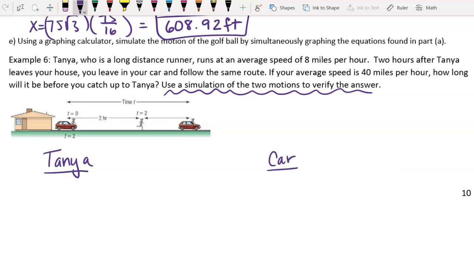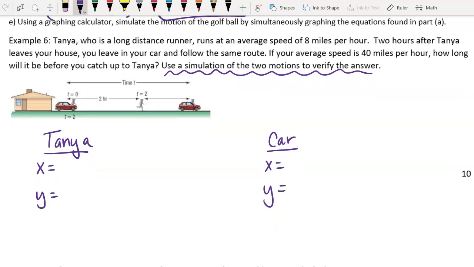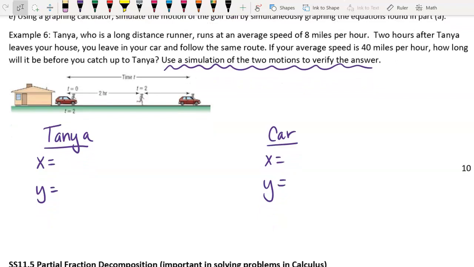That's actually a pretty fast speed, isn't it?